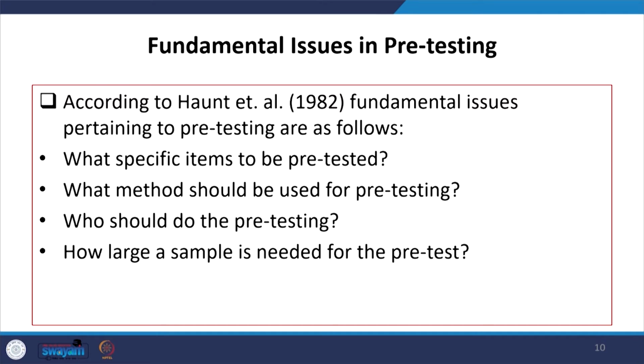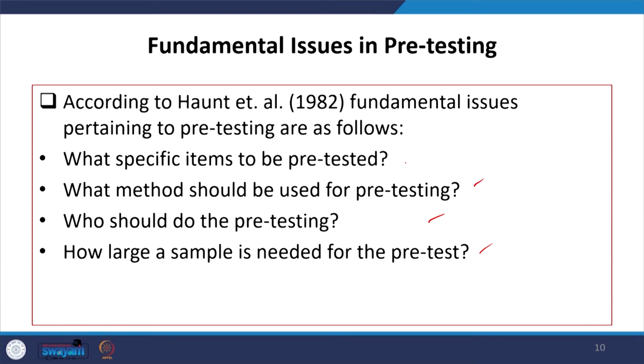Now, the next one is understanding fundamental issues in pre-testing. Some of the fundamental issues, as suggested by Hunt et al. in the 1992 paper. This pertains to pre-testing: what specific items are to be pre-tested. Okay, the first question needs to be identified. The second one is what method should be used for pre-testing, who should do the pre-testing, and how large a sample is needed for the pre-test. That is also essential, and we are going to guide you in all those directions.